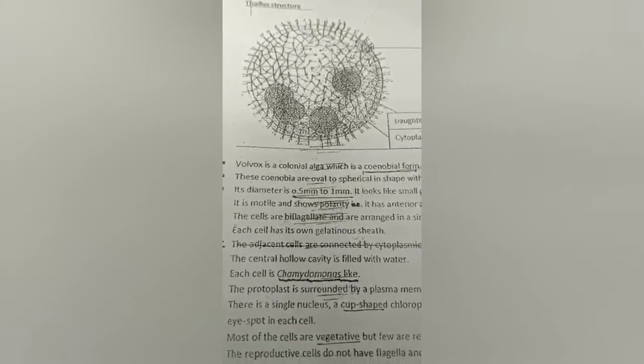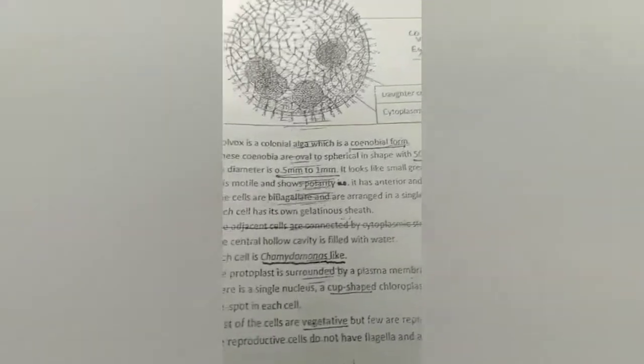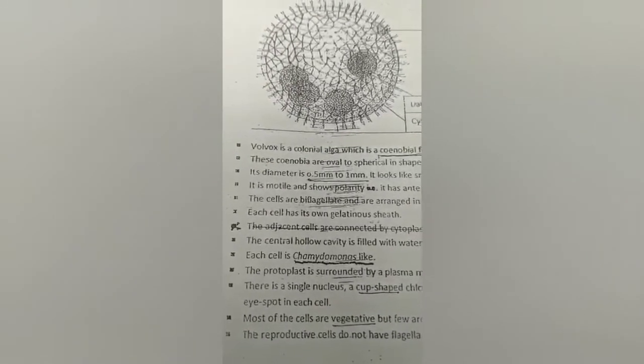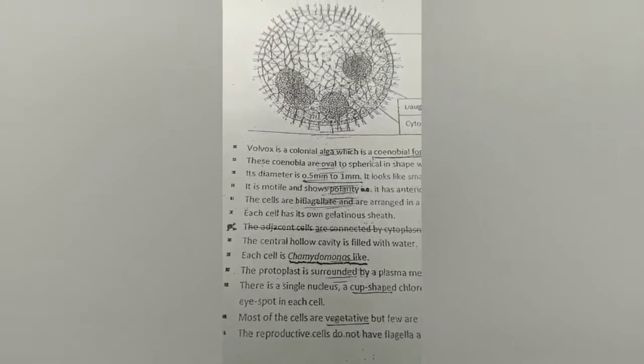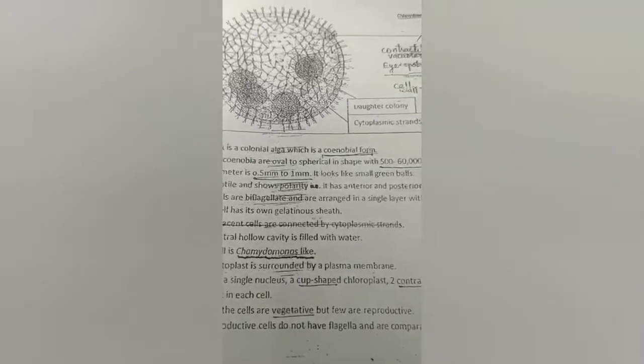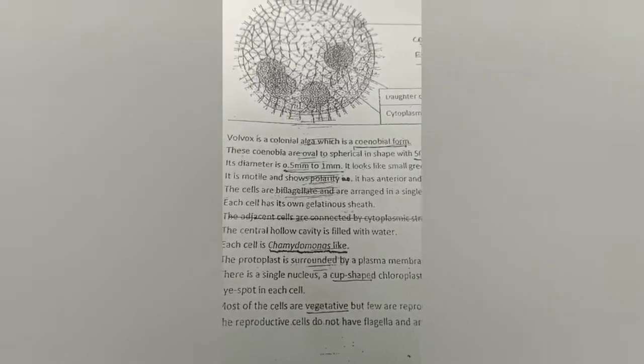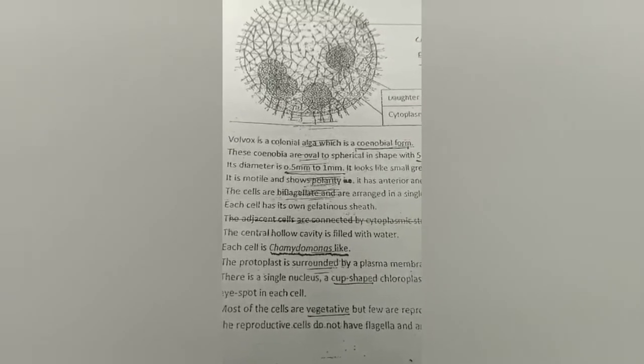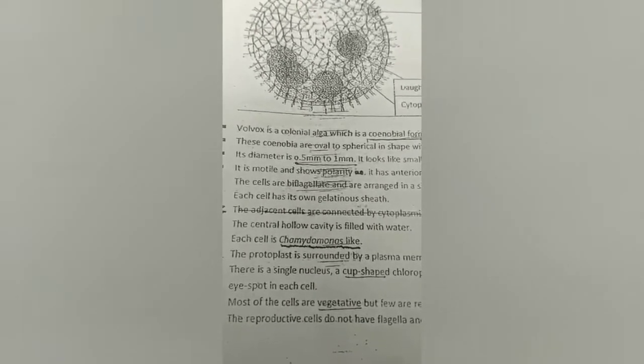The cells are biflagellated and arranged in a single layer at the periphery. Each cell has its own gelatinous sheath. The adjacent cells are connected by cytoplasmic strands. The central hollow cavity is filled with water. Each cell is Chlamydomonas-like. The protoplast is surrounded by a plasma membrane. There is a single nucleus, a cup-shaped chloroplast, 2 contractile vacuoles, 2 flagella, and an eye spot in each cell.